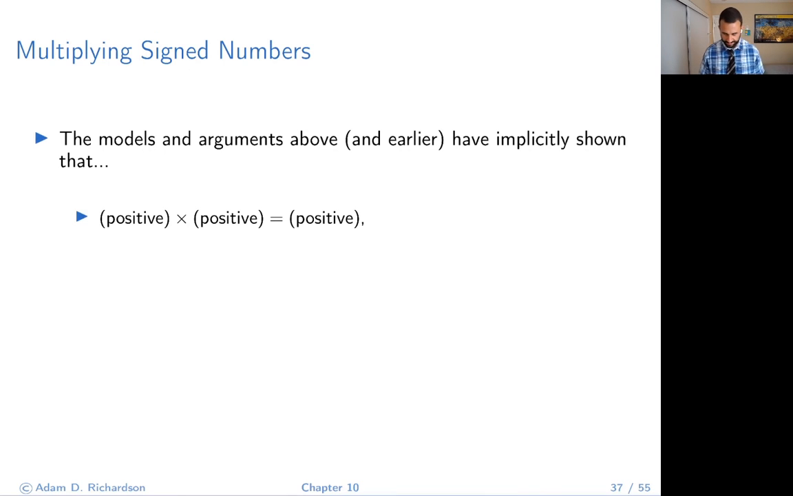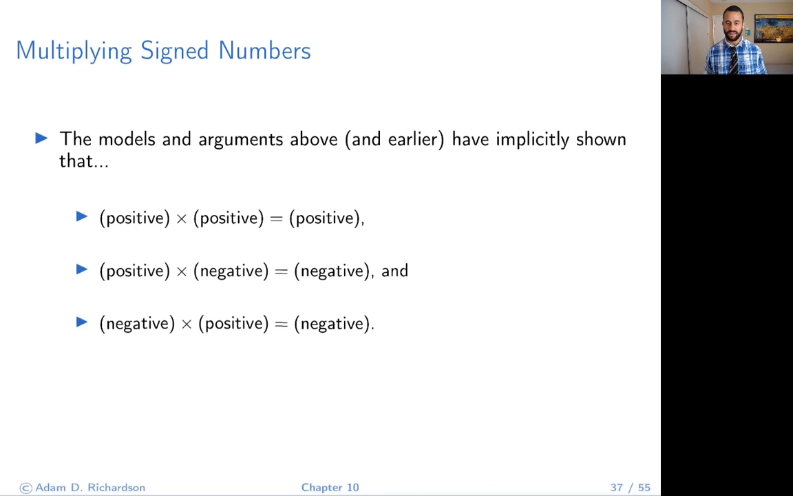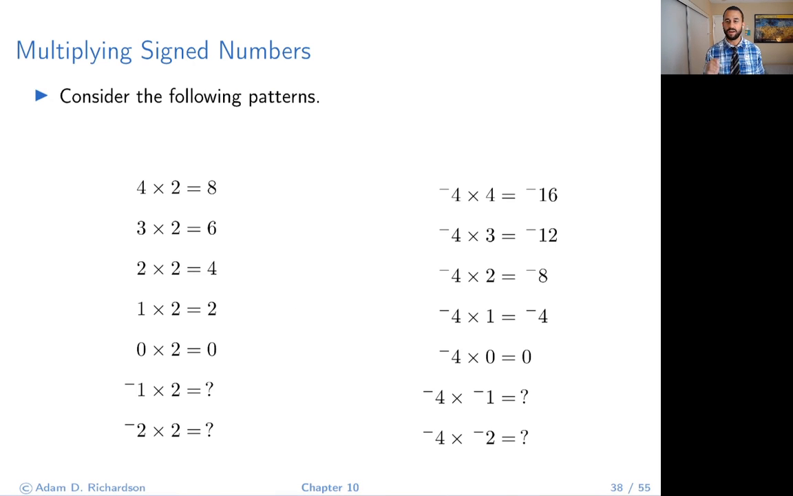Okay, let's move on. So yeah, we know that a positive times a positive is a positive because our models and arguments from earlier actually showed that, right? We just saw that a positive times a negative is a negative, and a negative times a positive is a negative because of commutativity, right? But what about a negative times a negative? Well, consider the following patterns. This is one way to explain it to students.